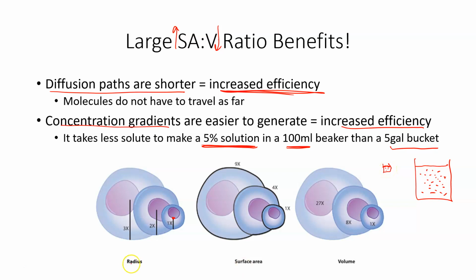You can see here, not only are the diffusion paths shorter, but surface area increases fast. It goes 1 times to 4 times to 9 times, but volume increases faster. Volume increases from 1 times to 8 times to 27 times. That is a much bigger increase than this. They both increase, but this is a faster increase. So if we are increasing our top number slower than we're increasing our denominator, our bottom number, you can see very quickly that bottom number can overtake our top number, and that leads to a smaller ratio.